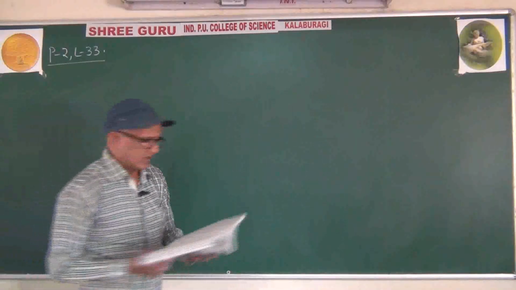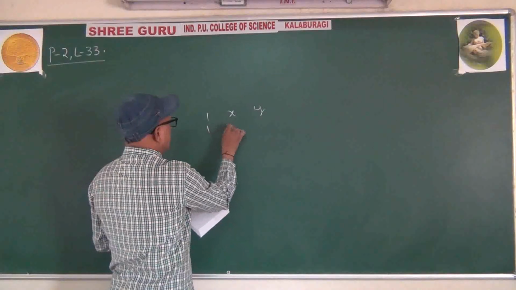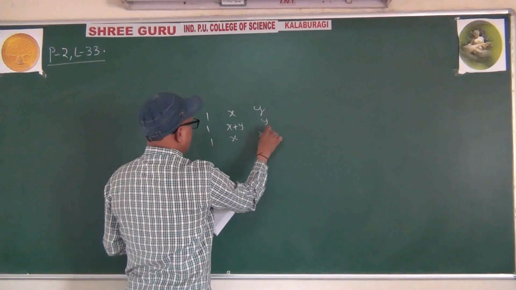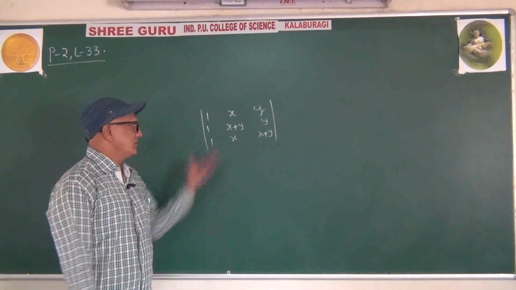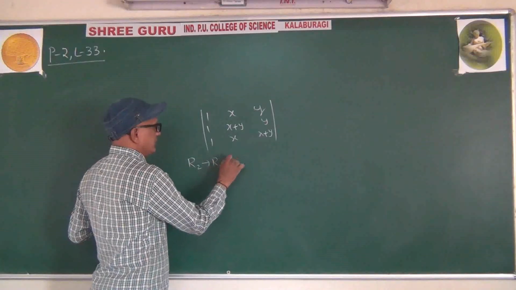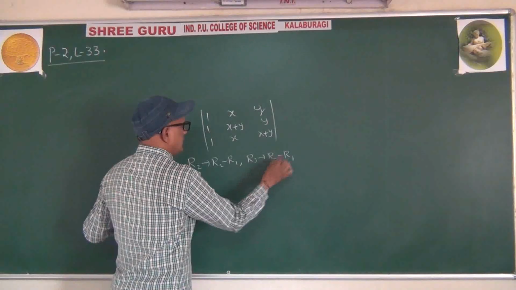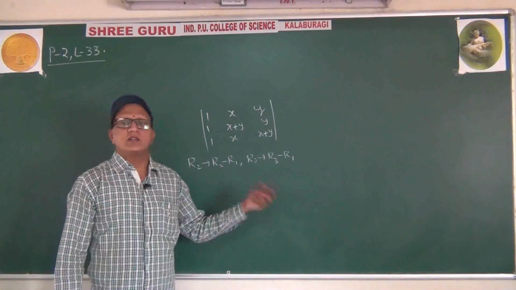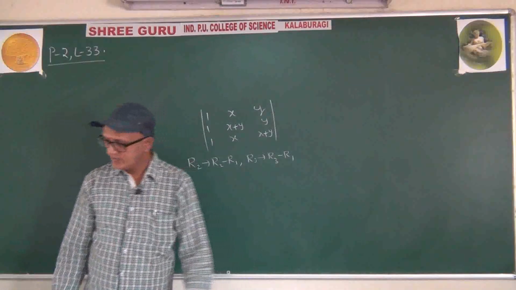One more question also homework. 1 x y, 1 x plus y y, 1 x plus y. Question is evaluate this determinant. Two ones are there. R2 you have to change. R3 you have to change. By using this property, use this operation, and here we get 2 zeros, then expand the determinant. You get the answer, right?